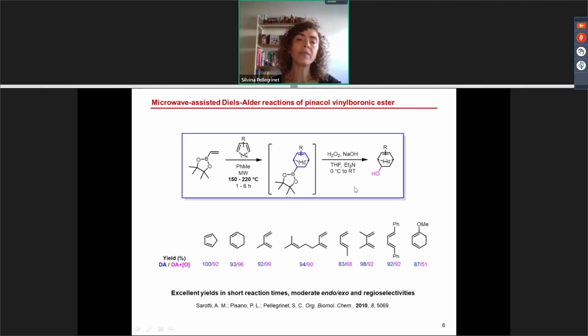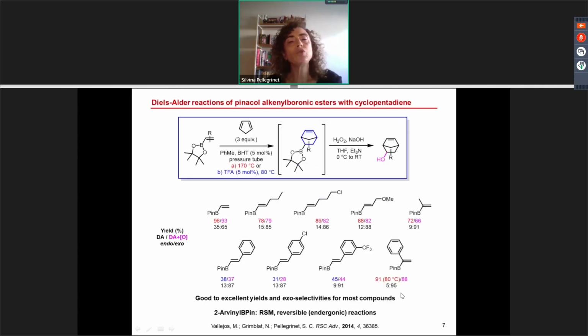And we also did a tandem sequence in which we did an oxidation reaction after the Diels-Alder reaction. And this also generated a series of alcohols with very good yields and similar selectivities. After that, we decided to study the effect of substitution at the double bond. So we chose a series of alkenyl boronates. In this case, we observed that the substitution of the double bond reduced the reactivity considerably, and so microwave heating was not practical.